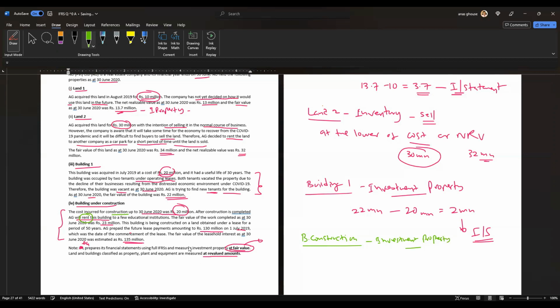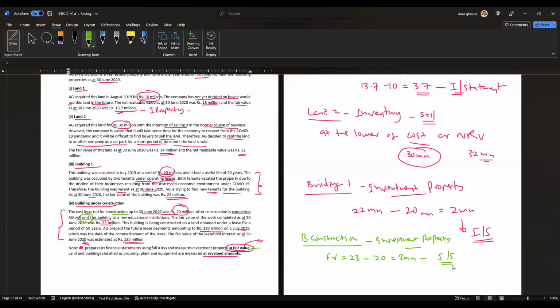So the company adopts the fair value measurement. So what is the fair value of this building? The fair value of the work completed as at 30th June 2020 was 23 million. And how much was the cost? 20 million. So therefore, this 3 million to be recognized in the income statement as profit.